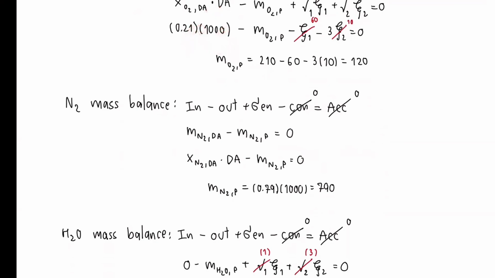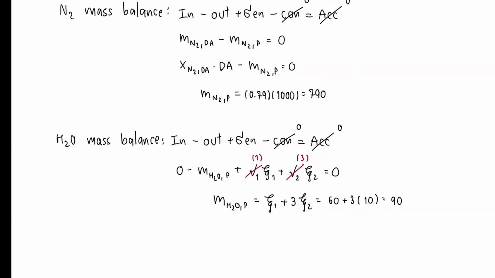We do the same thing for the N2 mass balance. In minus out plus generation equal to accumulation. In is the mole of N2 in dry air. Out is the mole of N2 in the P stream. They don't have any generation in chemical reaction here, so we set that as 0. So we got mole of N2 in the P stream equal to 790.